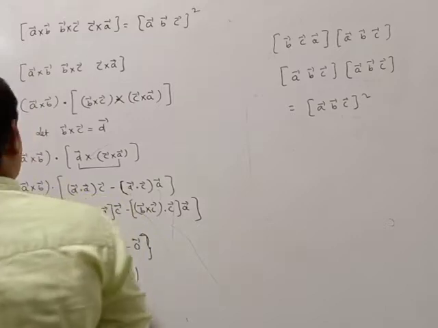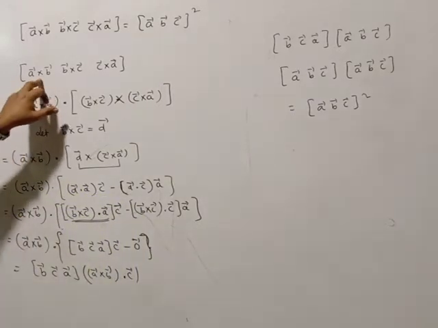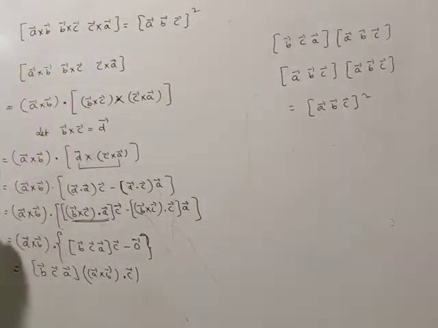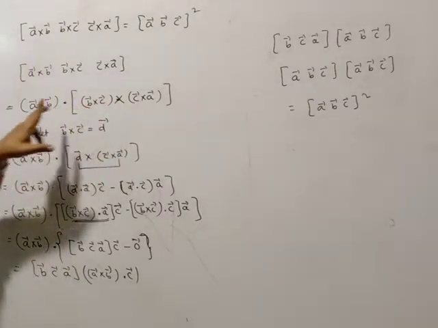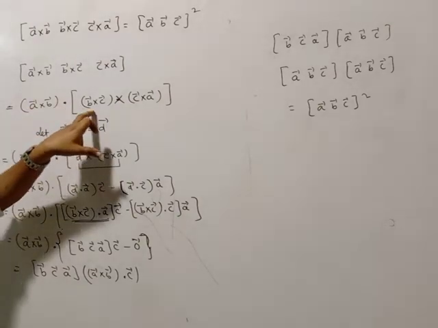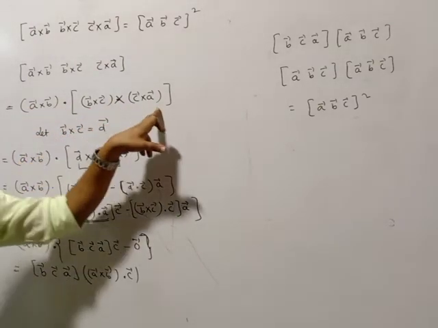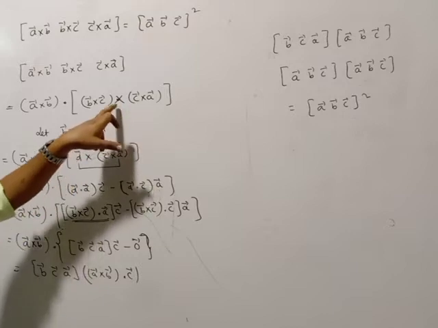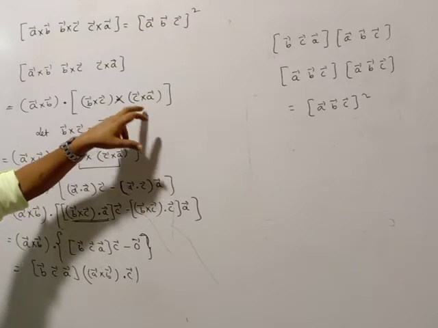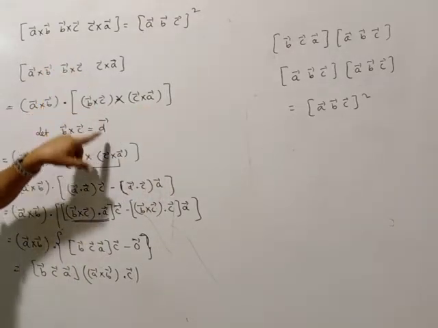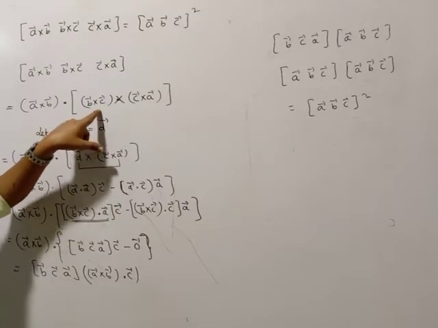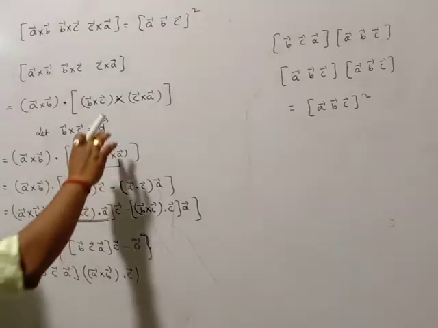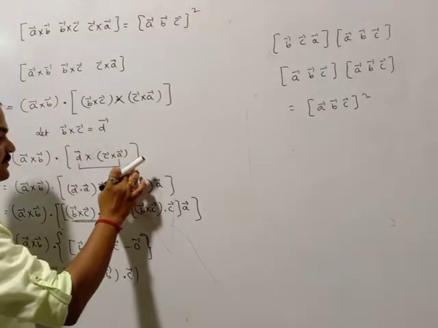We are first given box of a bar cross b bar cross c bar and c bar cross a bar, using the box formula, dot and cross. A bar cross b bar dot, b bar cross c bar cross, c bar cross a bar. You don't know the cross product of 4 vectors, so for that purpose I consider this vector as d bar, because a cross product is a vector. Then it is d bar cross of c bar cross a bar.